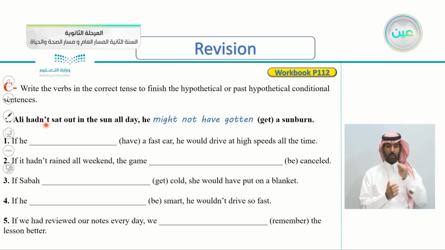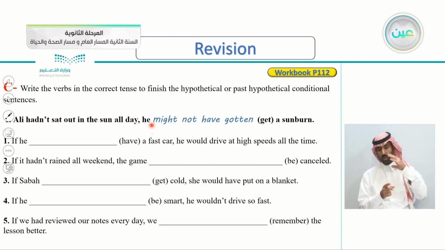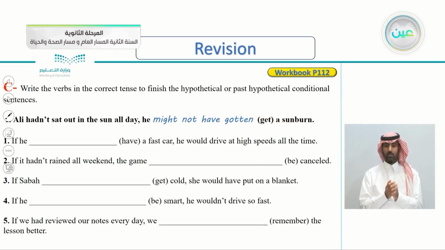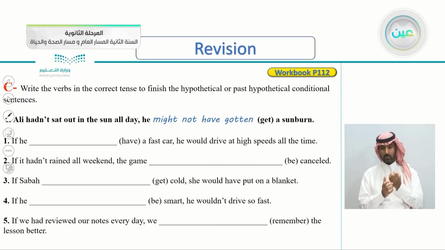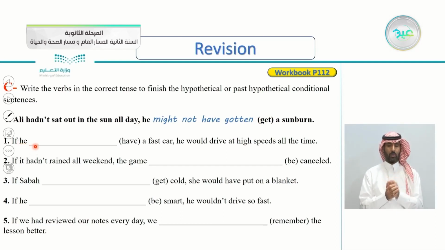Ali hadn't sat out in the sun all day. He might not have gotten a sunburn, and the verb is get. So let's get to number one now. If he have, and the verb here is have, a fast car, he would drive at high speeds all the time.